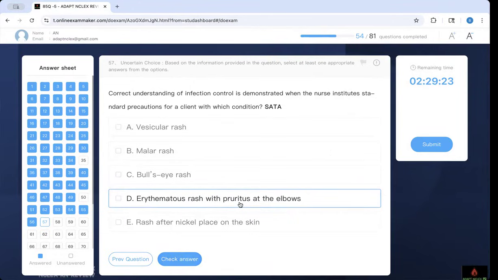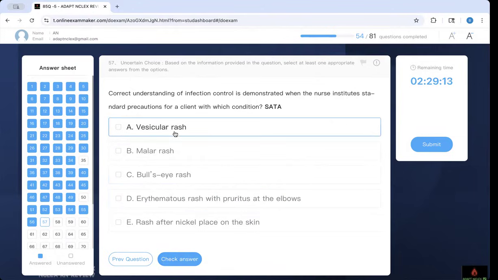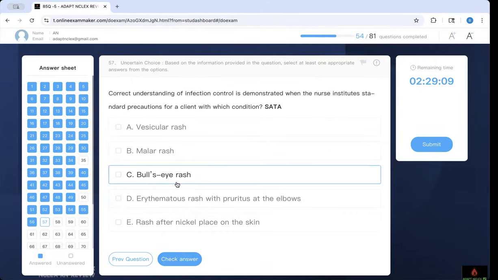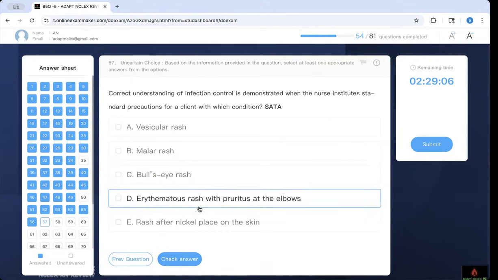Correct understanding of infection control is demonstrated when the nurse institutes standard precautions for a client with which condition? Which one needs standard precautions? Patient has what? Vesicular rash, malar rash, bullseye rash, erythematous rash with pruritus at the elbow, rash after a nickel placed on the skin. What do you think? Let me know in the comments which one you're going to choose. That indicates that you understand this one.